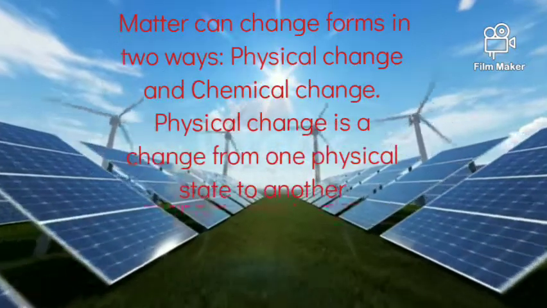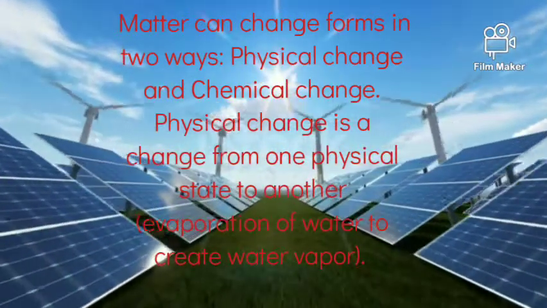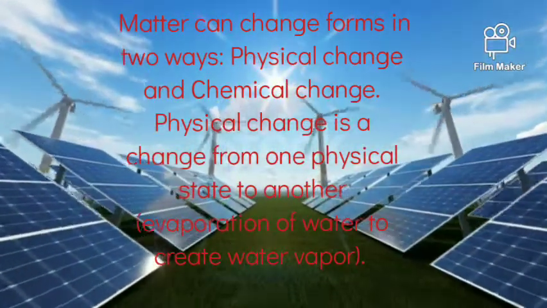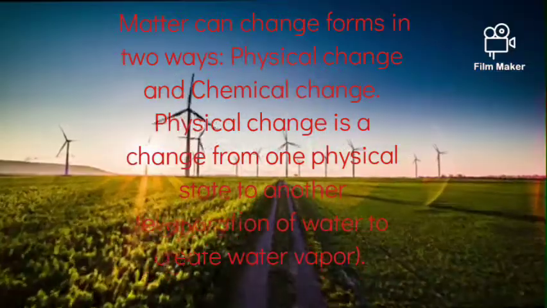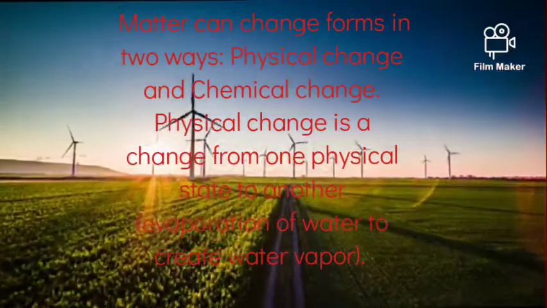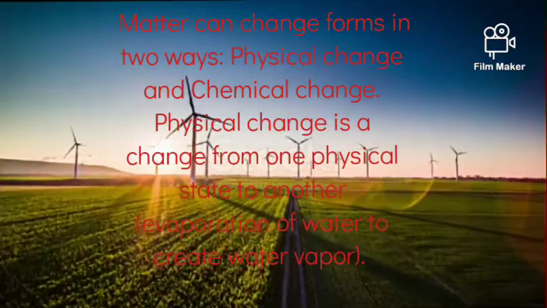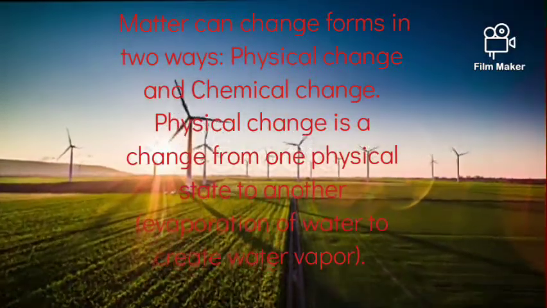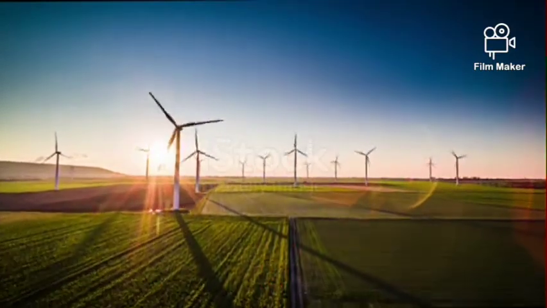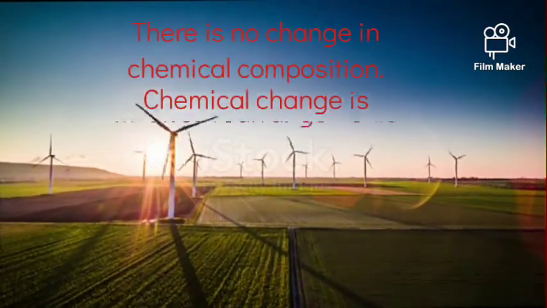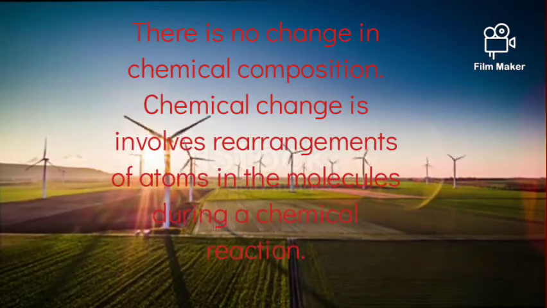Matter can change forms in two ways: the physical change and chemical change. Physical change is a change from one physical state to another. An example of physical change is the evaporation of water to create water vapor. There is no change in chemical composition.